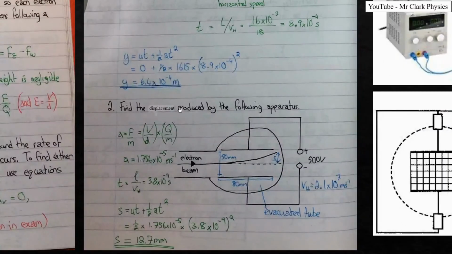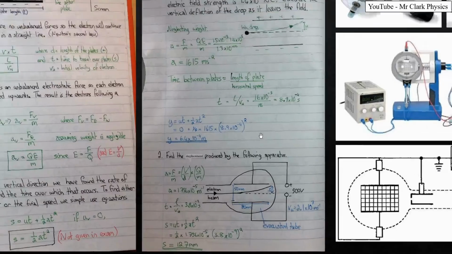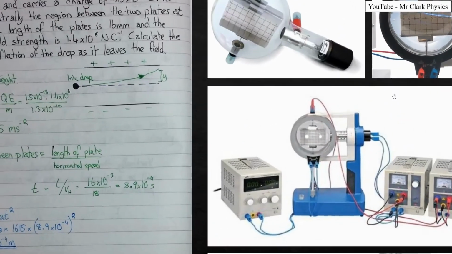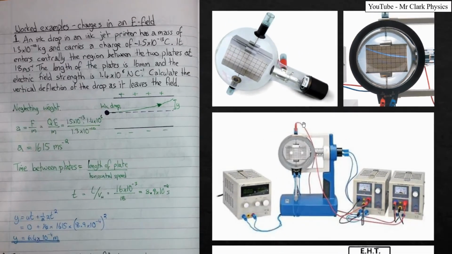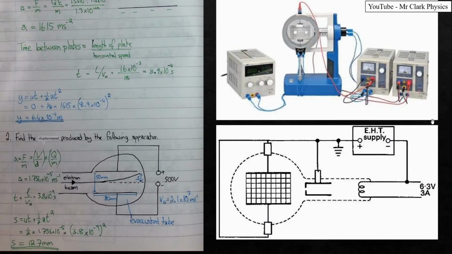For the next one, it just says, find the displacement produced by this apparatus. And you get various pieces of information from the diagram. If you've never seen this before, it might sort of throw you off a little bit. But it's actually a reasonably standard type setup for investigating fields like this. So what you might see is a diagram like this, where you have a heater, and then there's an electron gun arrangement which fires a stream of particles, and there are two plates where you can deflect them.